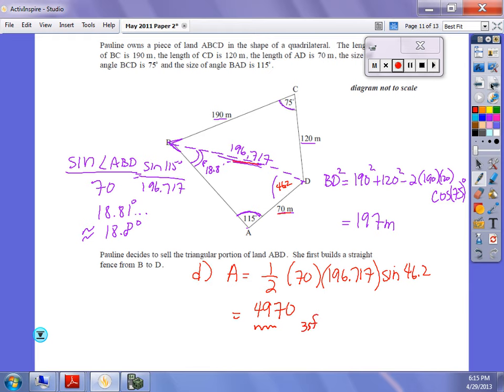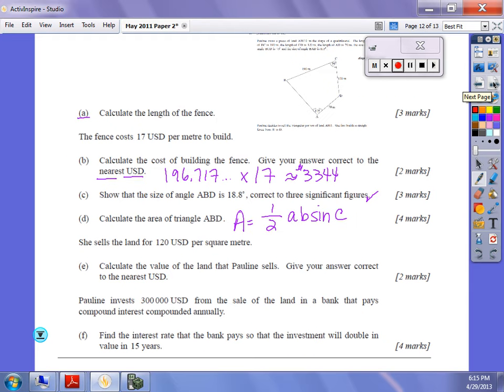All right, are we getting close here? 49.70, that was this. 49.70, and our units are meters squared. And again, your work will be nice and organized on your lined paper with everything correctly labeled. All right.